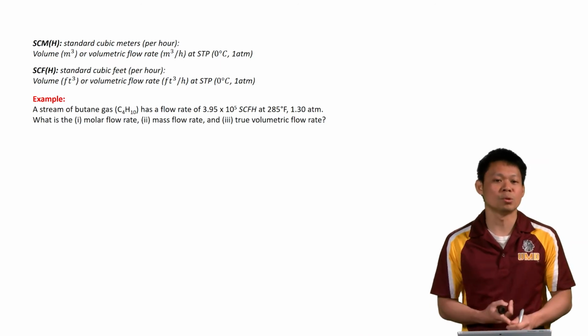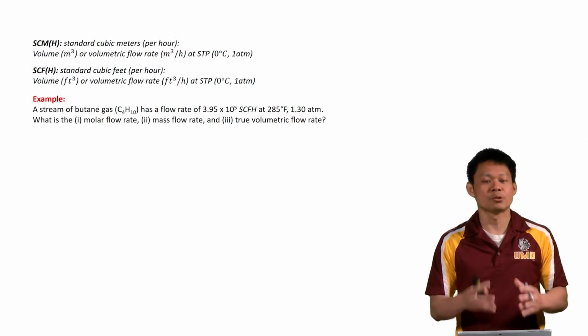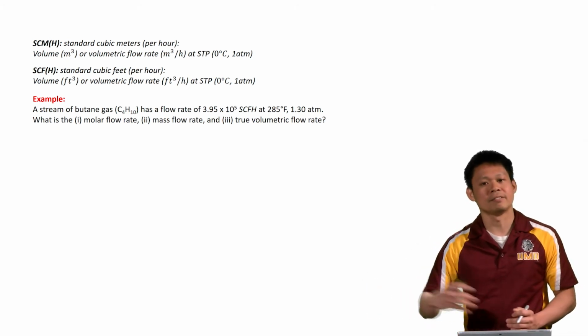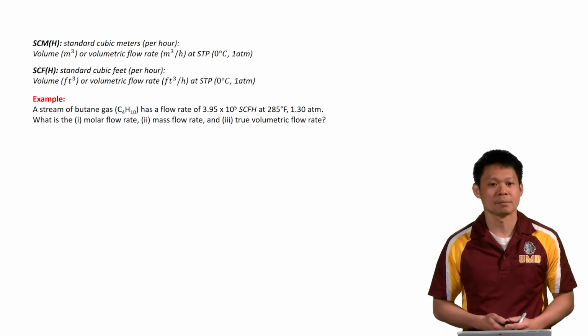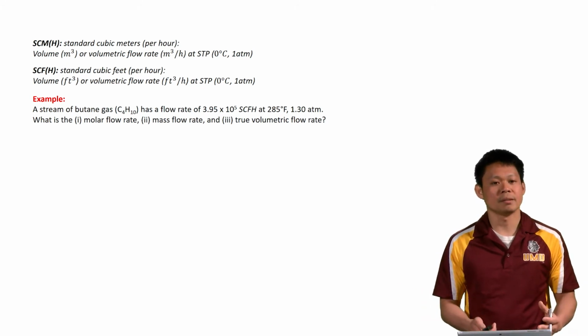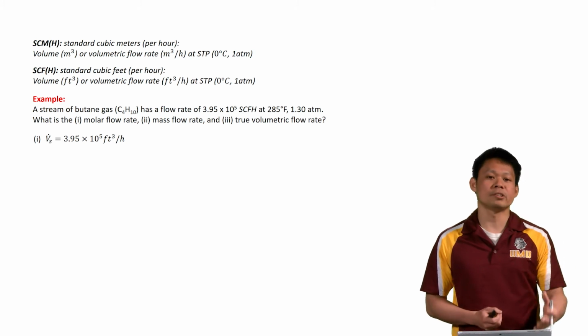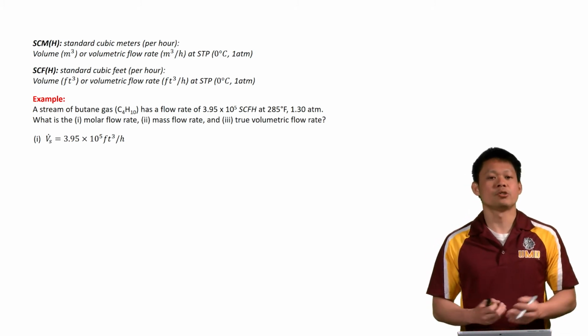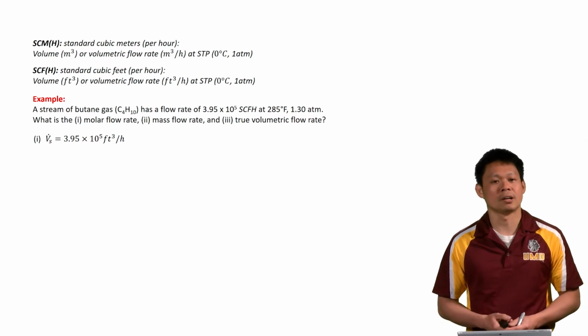We want to know the molar flow rate, mass flow rate, and the actual true volumetric flow rate. Note that this volumetric flow rate given is not at 285 degrees Fahrenheit, 1.3 atmospheres. So in terms of the molar flow rate, we know that the volumetric flow rate at standard conditions, that's the definition of your SCFH, is 3.95 times 10 to the power 5 cubic feet per hour.